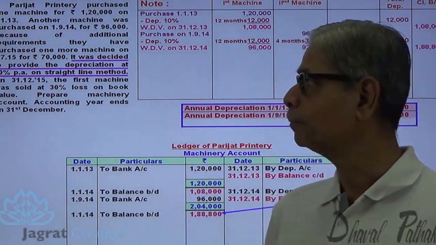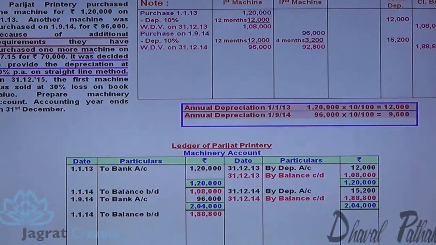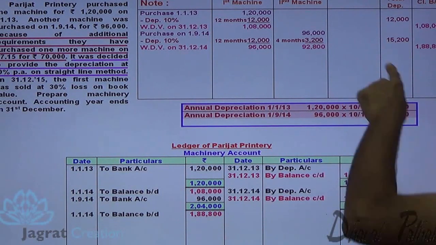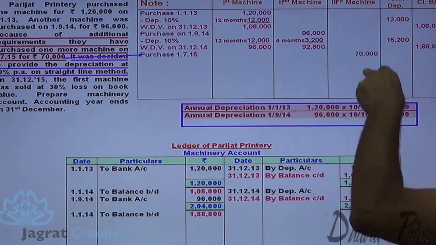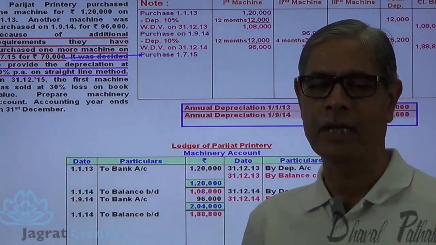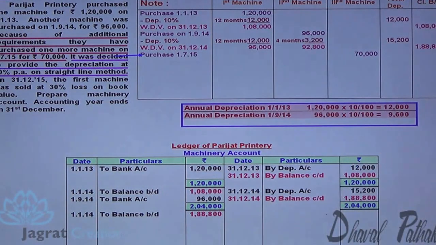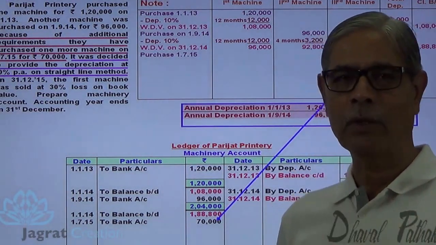Now third year stuff. In the third year, one more machine is purchased, that is on 1/7/2015. So I write the third machine working note. Machine purchased on 1/7/2015, 70,000. Now the machine is purchased, so I am required to write down the purchase of machinery in the machinery account. So machinery account debit to bank account credit 70,000. Machinery is purchased.